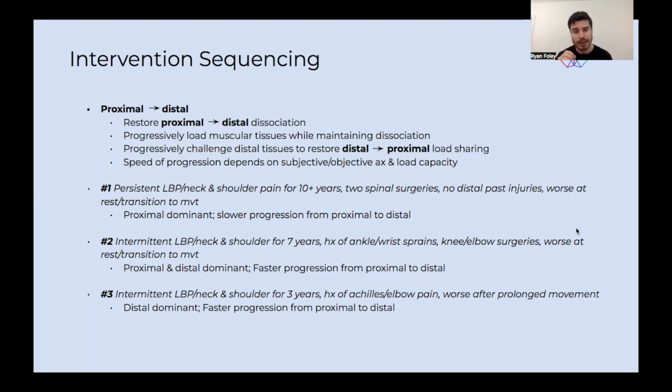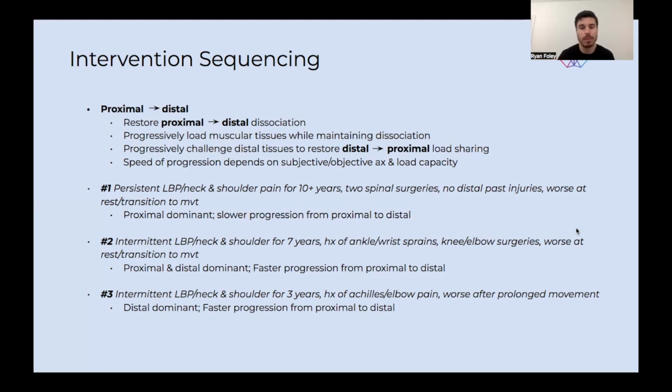Okay, in this way, we're loading from proximal to distal, but with the intention of restoring distal to proximal load sharing capacities, where the distal tissues can ultimately increase their load capacity to support the greater levels of variability that we've restored proximally throughout the process. Okay, and of course, this sequence will change if we have more of an acute situation, or if we're dealing with a distal issue with a lower limb.